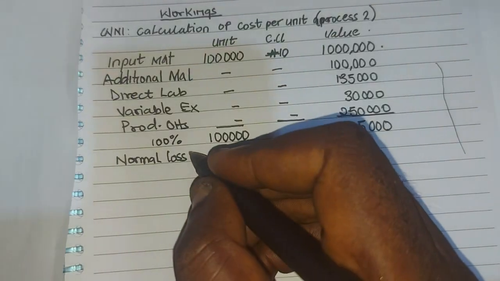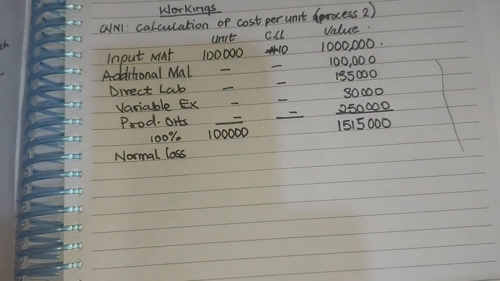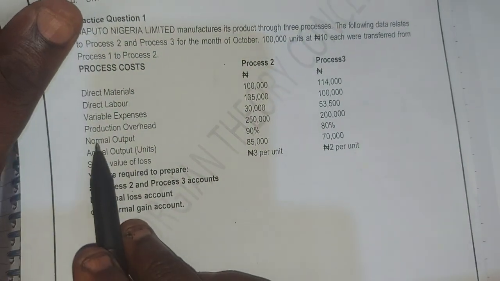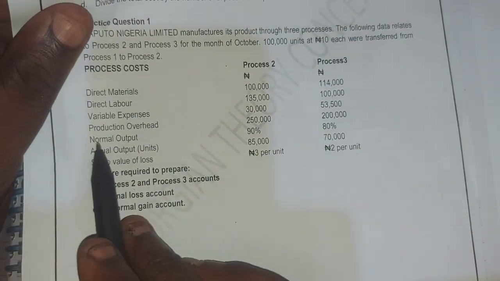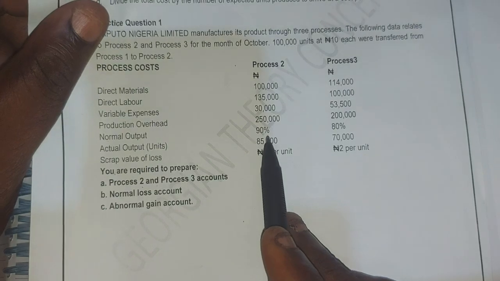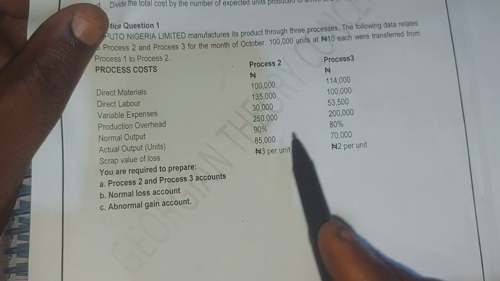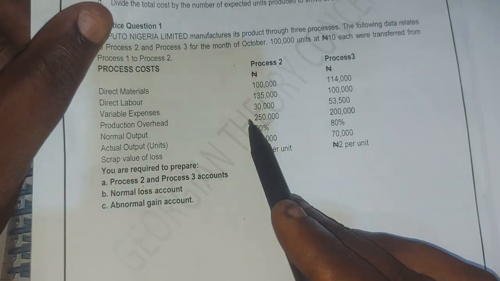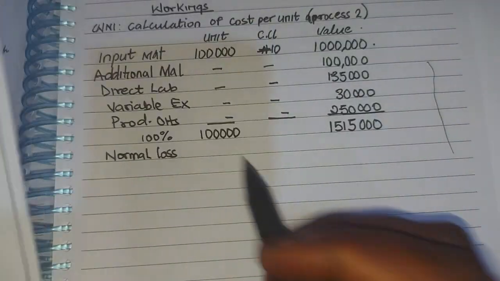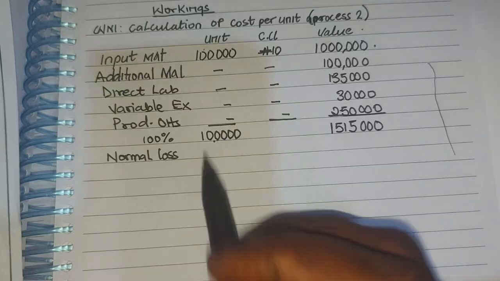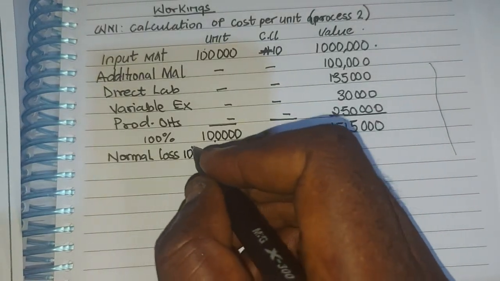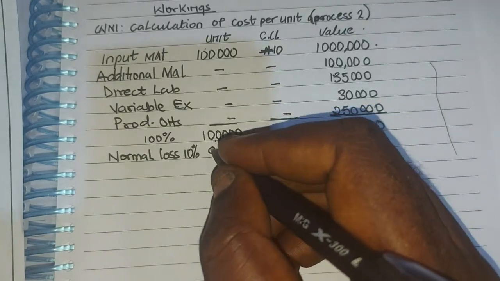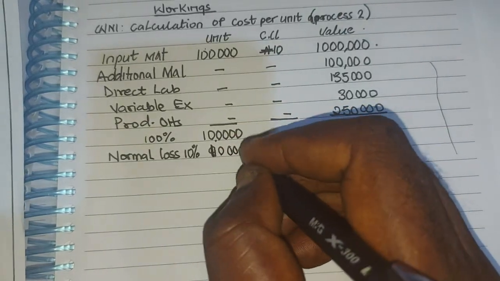Okay, and the normal loss here from the question, you are told that the normal output, that is the expected output, is 90. So our normal loss is now 10%. So the input is 100%, which is the total input. So the normal loss is now 10% of the input, and 10% of this will give 10,000.